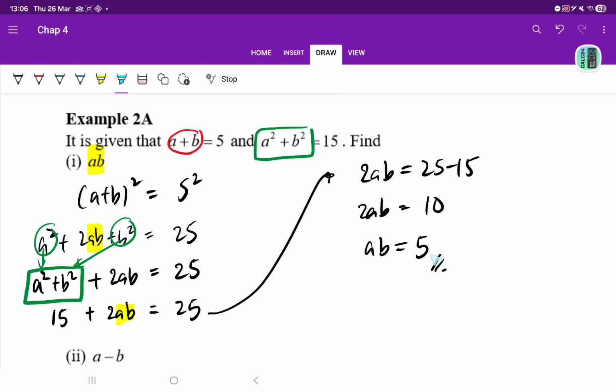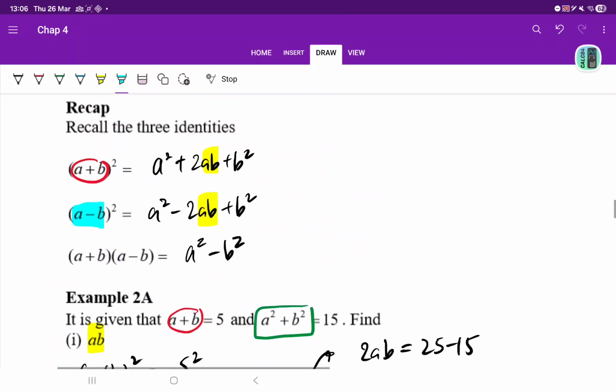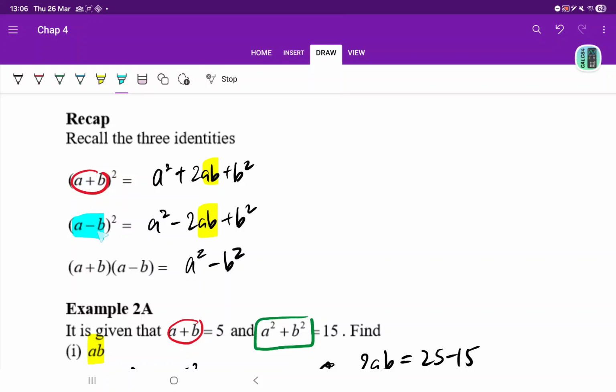But nothing helps me get A minus B yet. I go back to my formula and I see this is what I want, not the square. Okay, I only want the inside. Which also means that if I have A square plus B square, which I have, and I have AB, then I can minus 2 of it, I will get the value for the square version. Do you all understand what I'm going with?